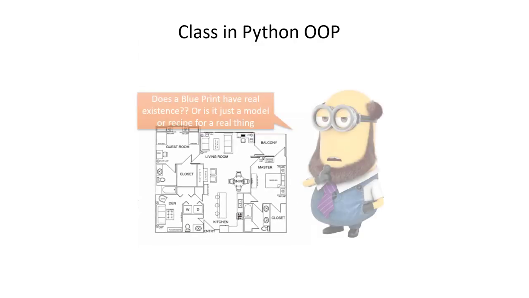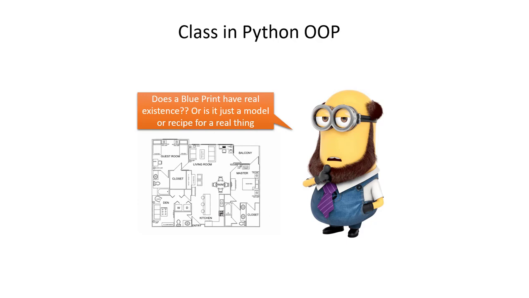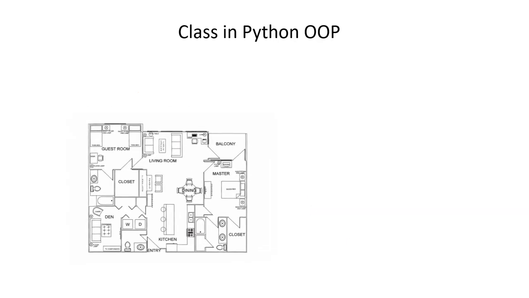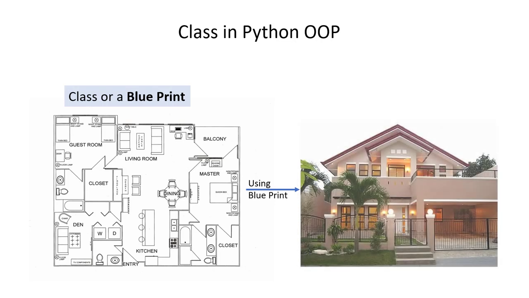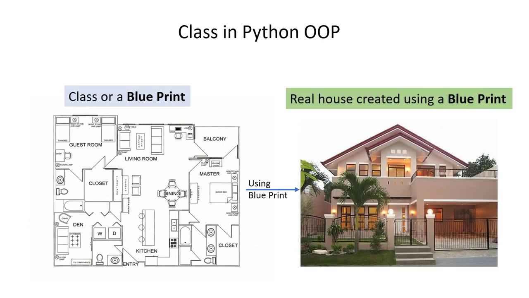We know that a blueprint never has a real existence. It's nothing but a model or a recipe of a real thing. Similarly, class is also a recipe or a model using which a real thing can be built. Let us consider the same example of building a house. We first have a class or a blueprint that defines how a house should be constructed. And now using this blueprint, we are going to construct a real house.